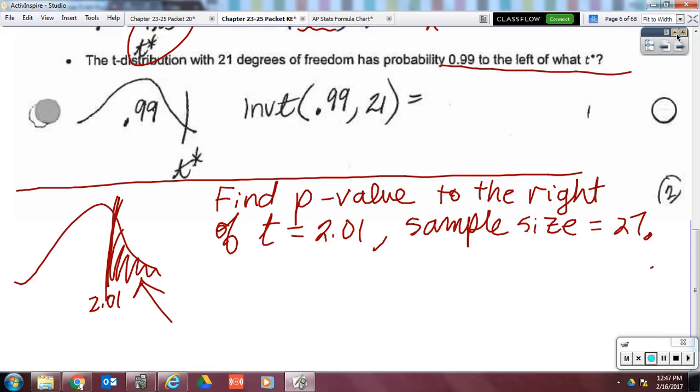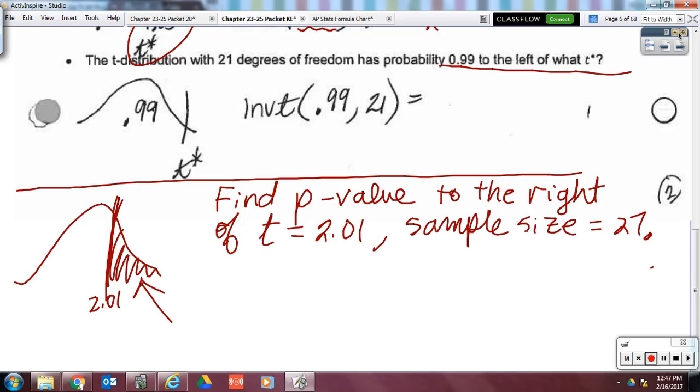Okay? So I drew a picture over there to the left. Do you remember how we used to do that with our z-curves? How did we find an area on a curve? What calculator function did we do? We did norm CDF from low z to high z. So guess what you're going to do on these ones? TCDF. So we're going to TCDF this thing.